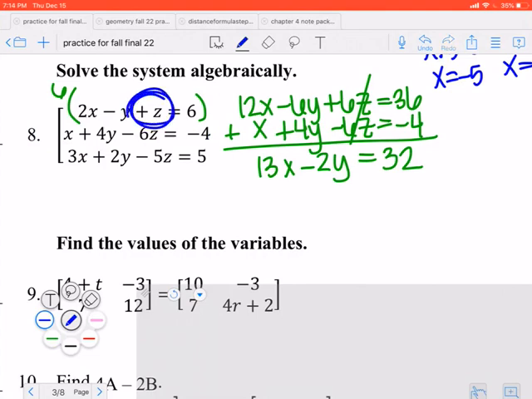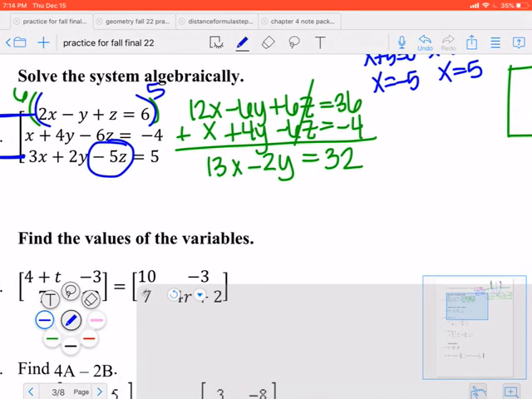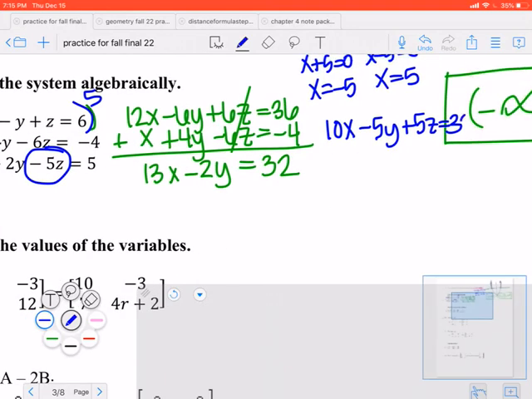So since this z has just a z, a 1, that's going to make it easier. So I'll use now the top one with the bottom one. And to make the z's eliminate, I would have to multiply everything up here by a positive 5. And where should I write this? We'll go off to the side over here. 2x times 5 is 10x. Negative y times 5 is minus 5y. 5 times z is plus 5z. And 5 times 6 is 30, equals 30.